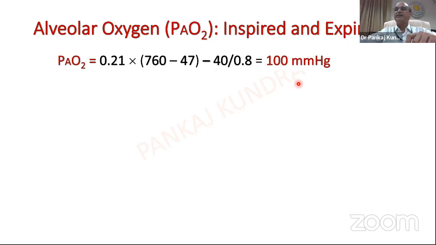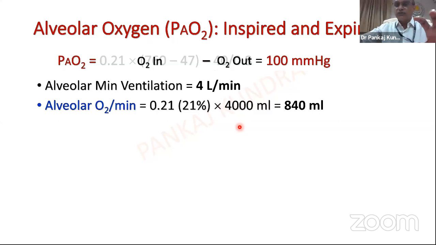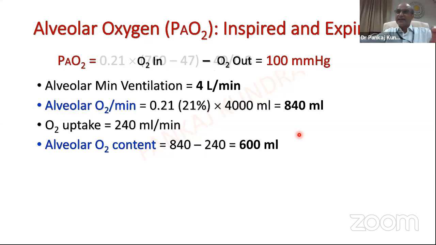So this is what is coming out into the alveoli, and the respiratory quotient and the PCO2 is what is coming out of the alveoli. And that is what will be the alveolar oxygen. Now, our alveolar ventilation is about 4 liters. That means the alveolar oxygen per minute would be the concentration of the oxygen in the atmospheric air, 840 ml. We all know that the oxygen uptake is about 240 ml per minute at rest. So the total alveolar oxygen content per minute would be about 600 ml.